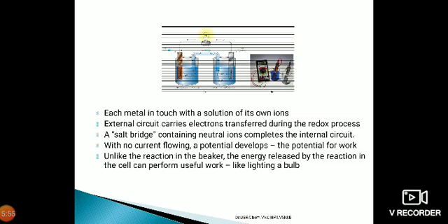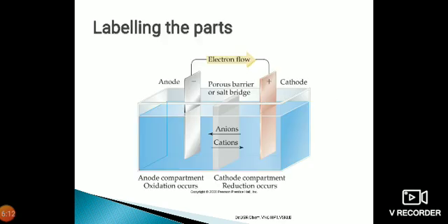lighting a bulb. That means instead of a voltmeter, if you place a bulb there, when electricity flows, electrons are released at anode and electrons are accepted at cathode, and because of this movement of electrons, electricity is passing through, and because of that, the bulb will start glowing. That is also indicating that electricity is being produced here.